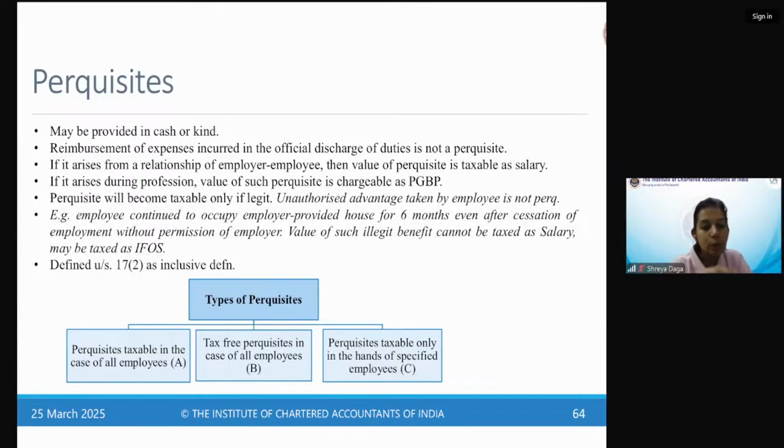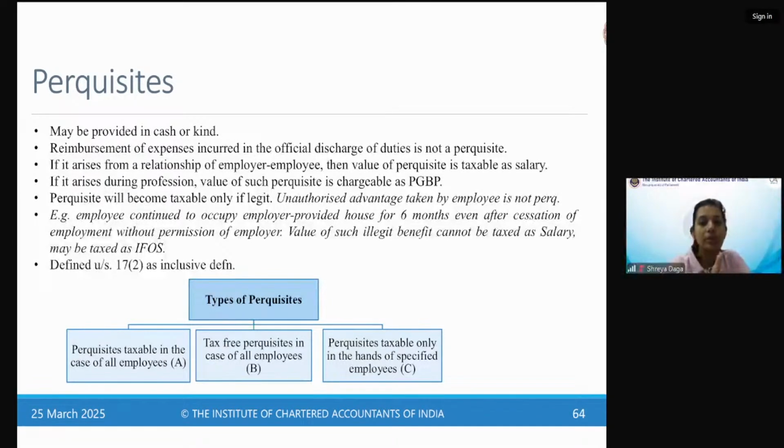In our example, the employee continued to occupy the employer's house for 6 months even after his employment had ceased. That was also without permission of the employer. This is unauthorized use. ये फायदा उठाना हुआ, ये फायदा देना नहीं हुआ. Okay, तो ये गलत है.